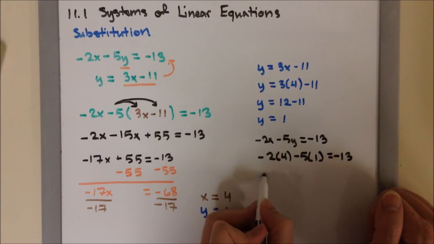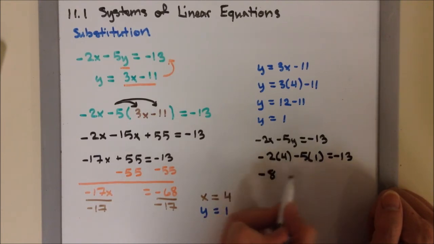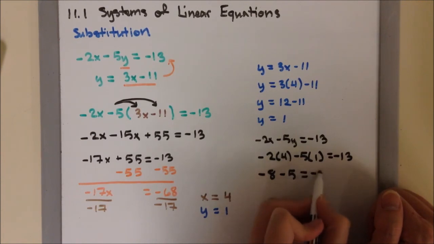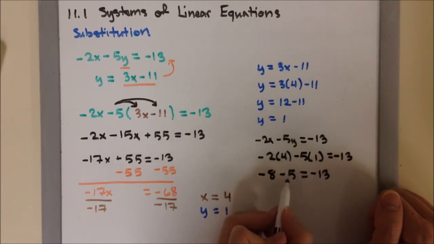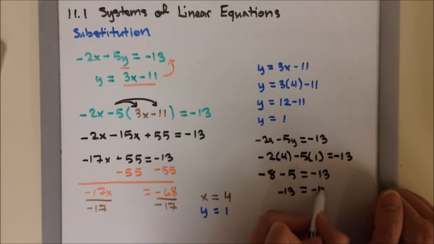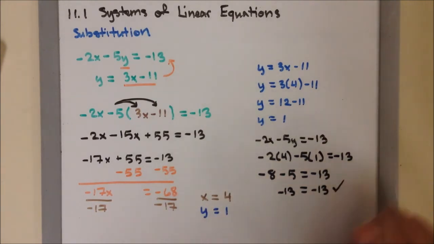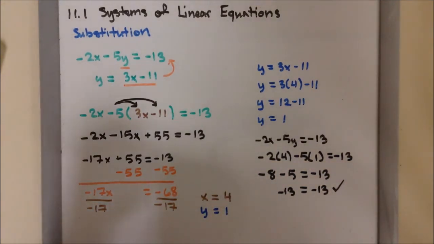Negative 2 times 4, that's negative 8. Negative 5 times 1, that's going to be negative 5, or minus 5, equal to negative 13. Negative 8 minus 5 will be negative 13. So the left side will equal the right side, so that's true. So this is our final answer, and it works for both equations.